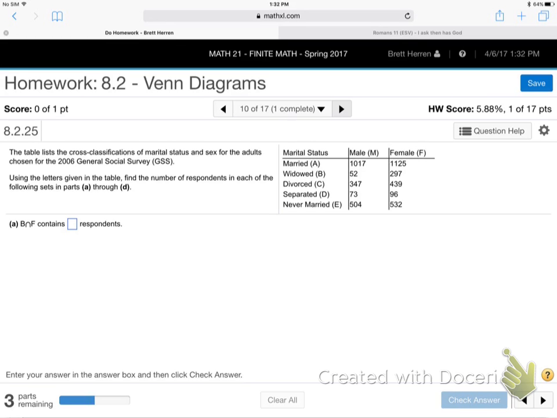The table lists the cross classifications of marital status and sex for the adults chosen for the 2006 General Social Survey, GSS. Use the letters given in the table. Find the number of respondents of each of the following, A through D. So they want to know B overlap F. Maybe I better go back and answer.